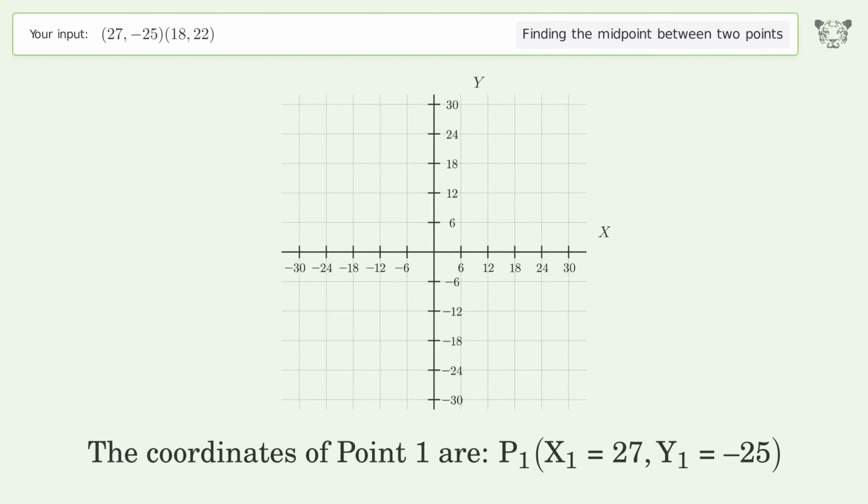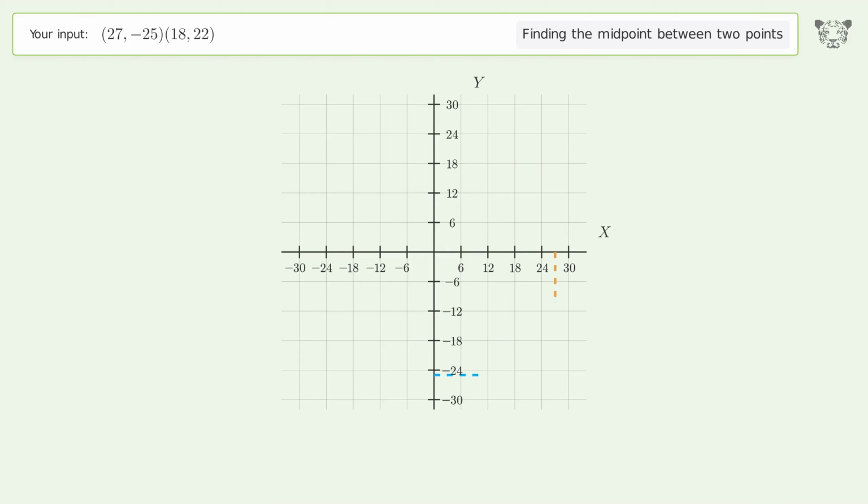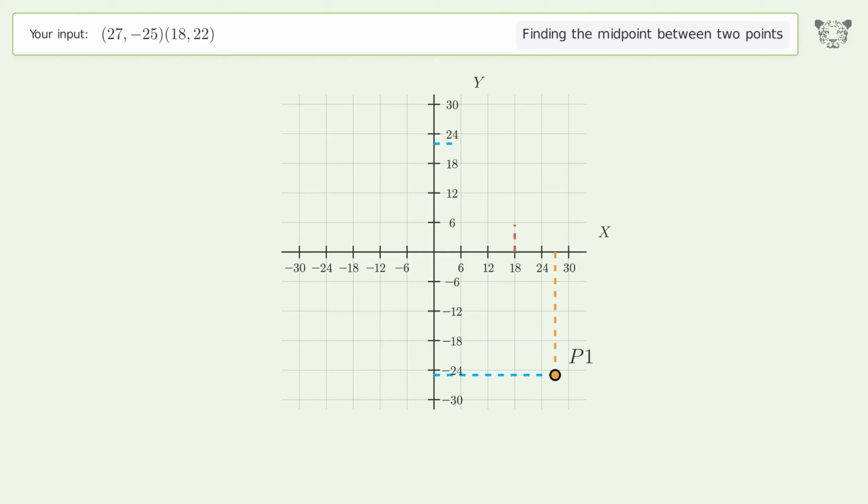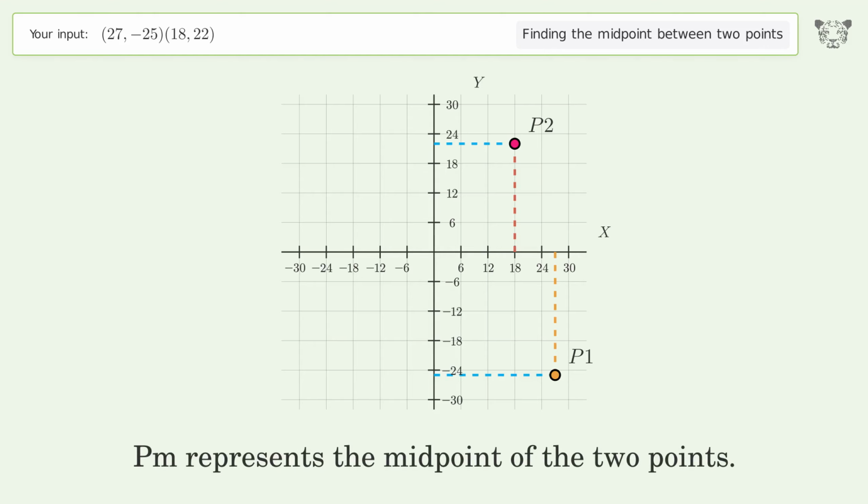The coordinates of point 1 are x1 equals 27, y1 equals negative 25. The coordinates of point 2 are x2 equals 18, y2 equals 22. PM represents the midpoint of the 2 points.